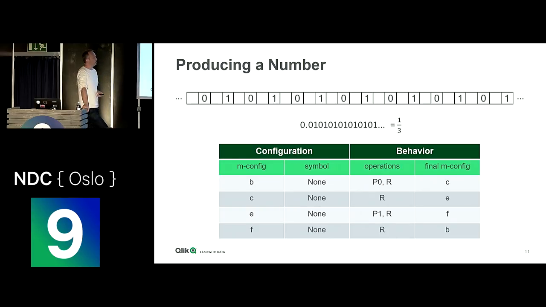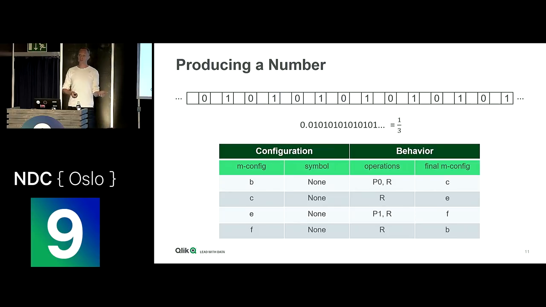Another interesting thing is that using this process, we can produce any number that has a repeatable sequence of digits in it. And any number that has a repeatable sequence is a rational number. So a rational number is a number where we take two integers and divide them. That is a rational number. Any rational number will have this type of repeatable sequence. So that means that this type of machine could produce any rational number.